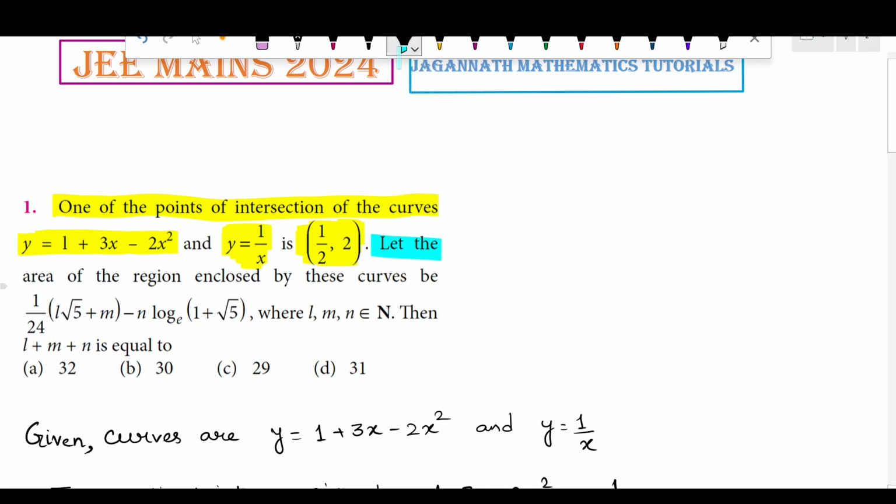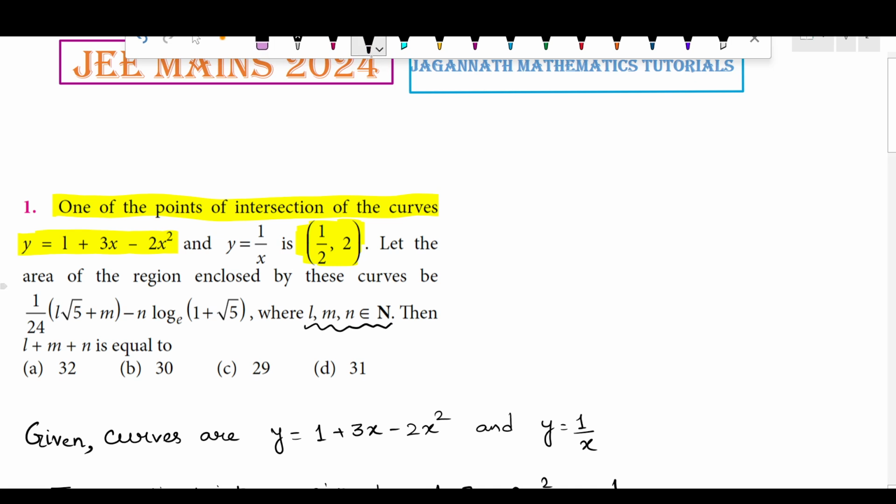Let the area of the region enclosed by these curves be given. Here two curves are given: one is y = 1 + 3x - 2x² and the other one is y = 1/x, and their intersection point is (1/2, 2). We are also given the area bounded by this region is 1/24 (L√5 + m - n log(1 + √5)), where L, m and n belong to the set of natural numbers, right?